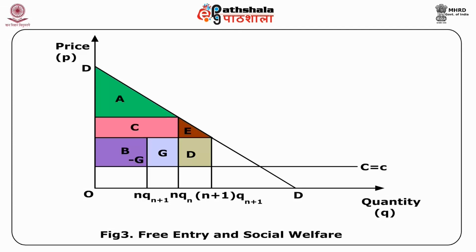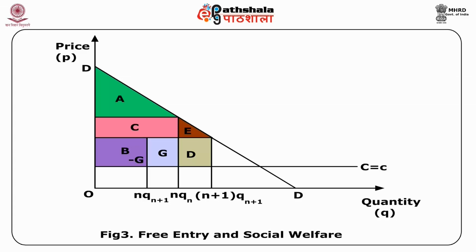Let the entry cost incurred by the firm be some amount capital F, and let us call this firm M. Clearly, the new firm gets an increase in profit by the amount (Pn+1 minus c) into Qn+1, equal to the area G plus D. Thus, if D plus E is less than F, which is less than G plus D, then it is beneficial for the new firm to enter the industry, but not for the society.